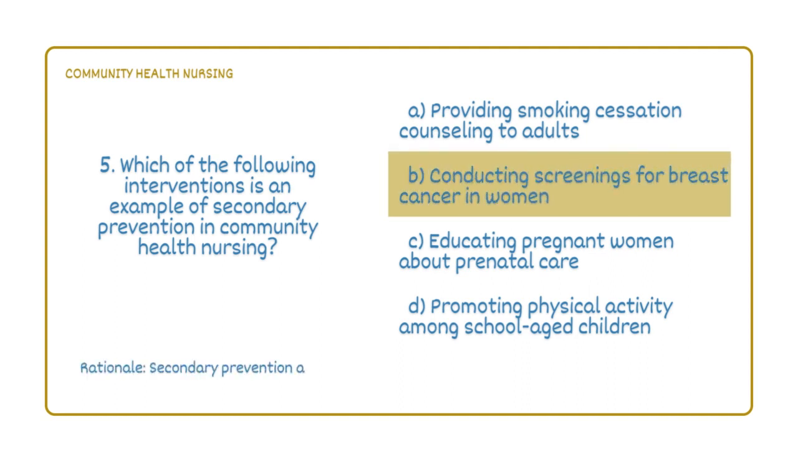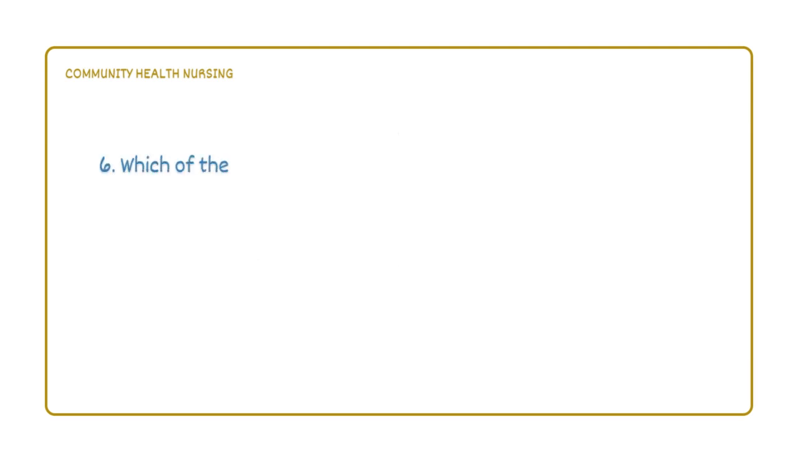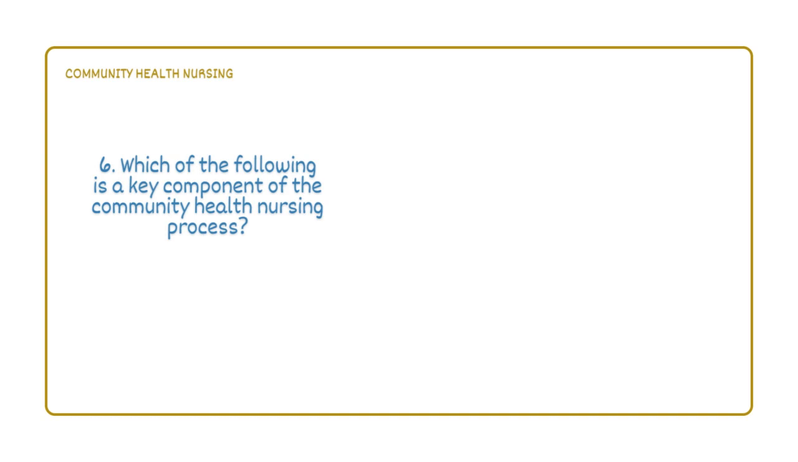Rationale: Secondary prevention aims to detect and treat diseases in their early stages to prevent progression, such as through cancer screenings.